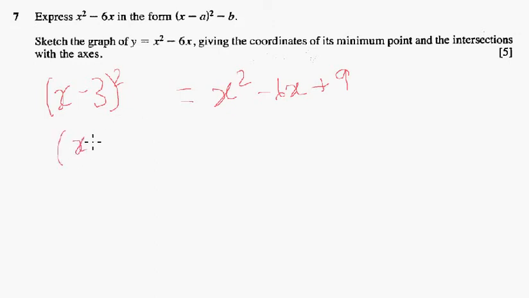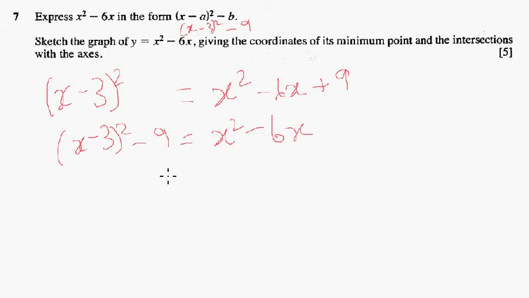Therefore, x minus 3 squared minus 9 is just x squared minus 6x. And now we've done the first part of the question. We've rearranged it in the completed square form, and so we can say x squared minus 6x is the same as x minus 3 squared minus 9. That's our answer, which means that a is 3 and b is 9.